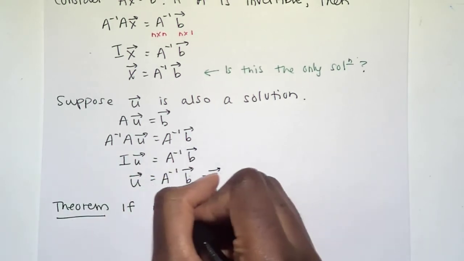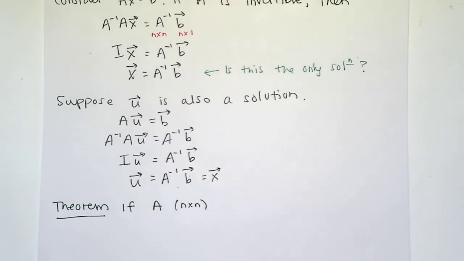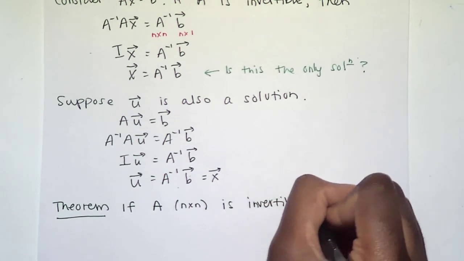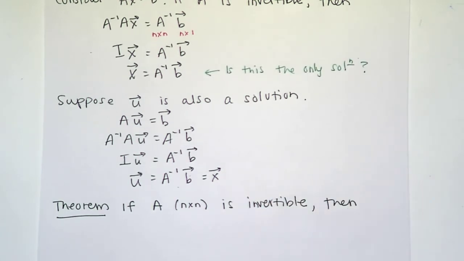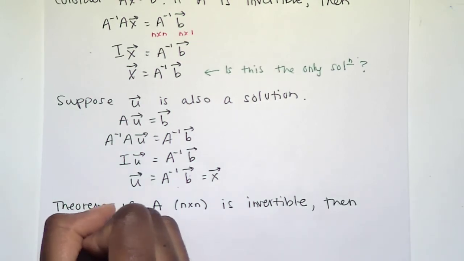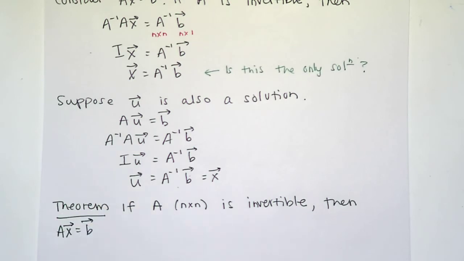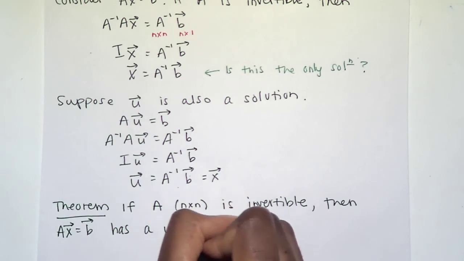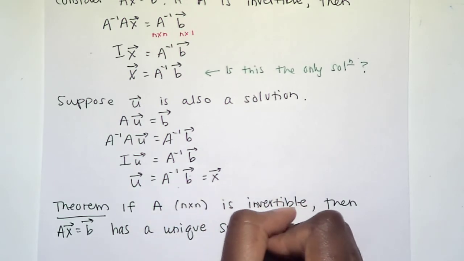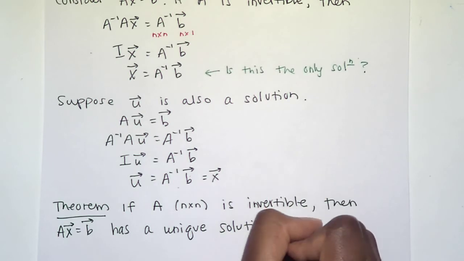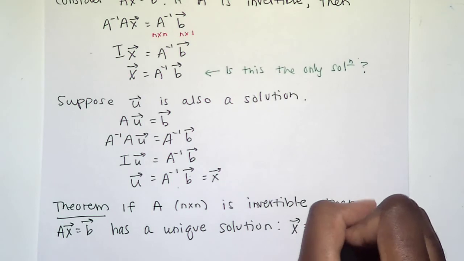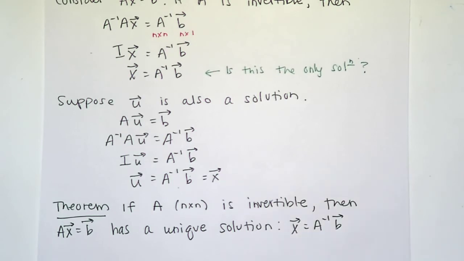If A, which we know must be an n by n matrix in this case, is invertible, then the system AX equals B has a unique solution. And that unique solution is always going to be A inverse times the vector B.